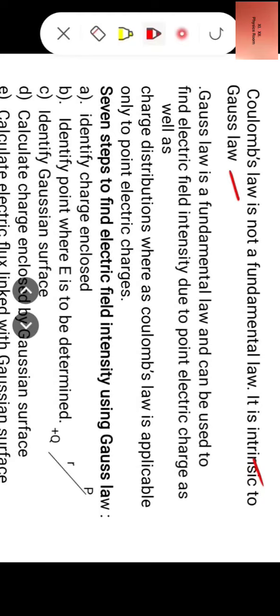So, Gauss law is a fundamental law and can be used to find electric field intensity due to a point electric charge as well as charge distributions, whereas Coulomb's law is applicable only to point electric charges.